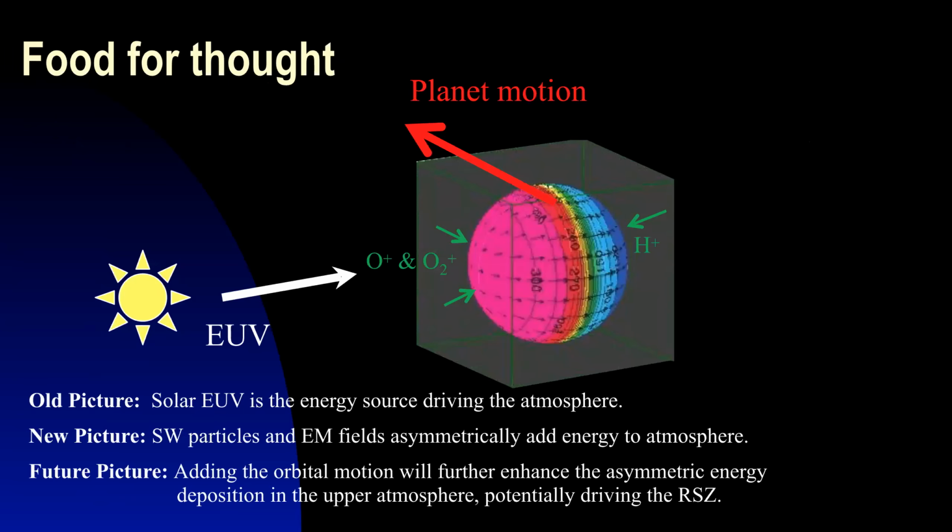Okay, so some food for thought. The old picture was that the major energy source into the upper atmosphere was solar EUV, and that was driving the dynamics. The new picture shows that solar wind particles and other ions can asymmetrically add energy to the upper atmosphere. And it's not an insignificant amount. In the future, this lends credibility to the postulate that if you add the orbital motion, you're going to further enhance the asymmetric energy deposition in the upper atmosphere and potentially drive the superrotation of the upper atmosphere.